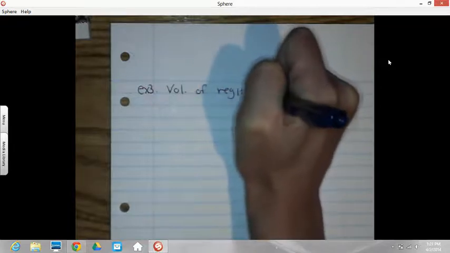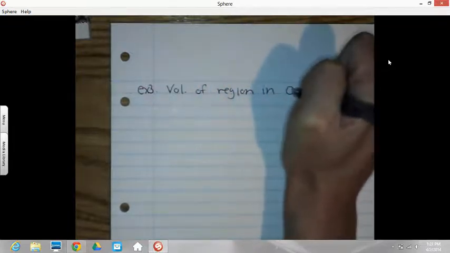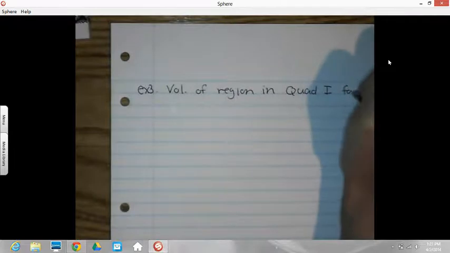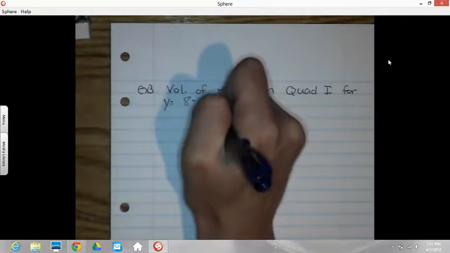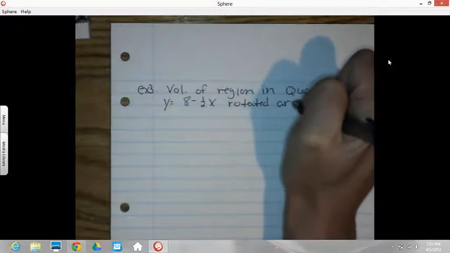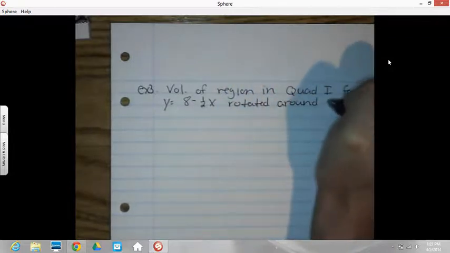So you find the volume of the region in quadrant 1 for y equals 8 minus 1/2 x rotated around the x-axis.